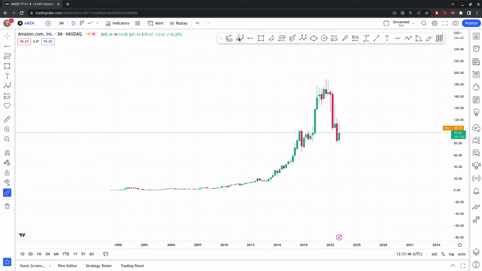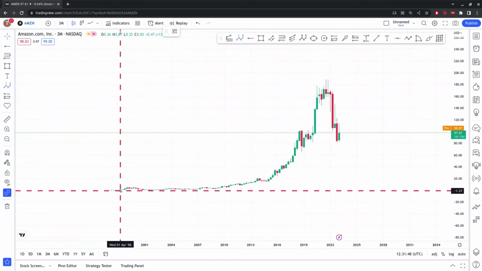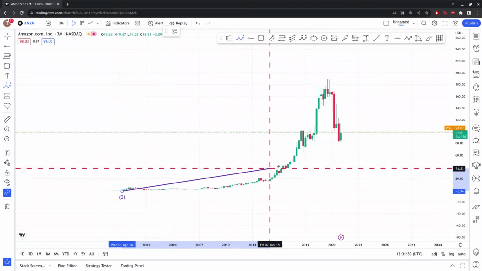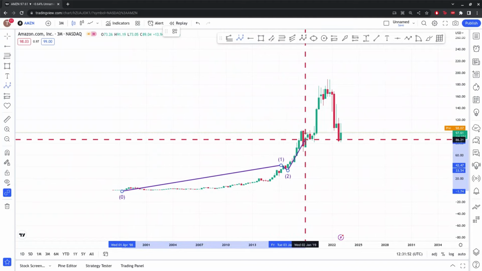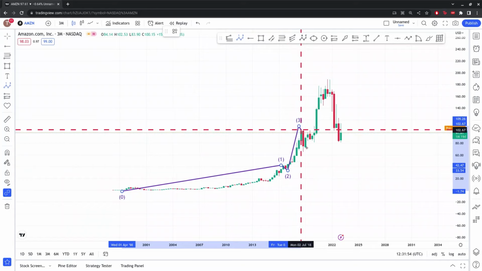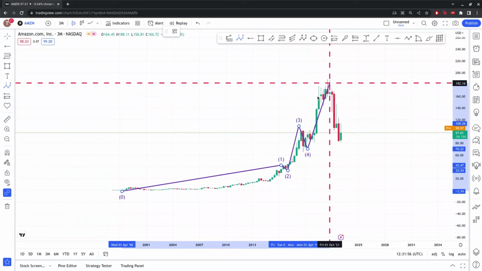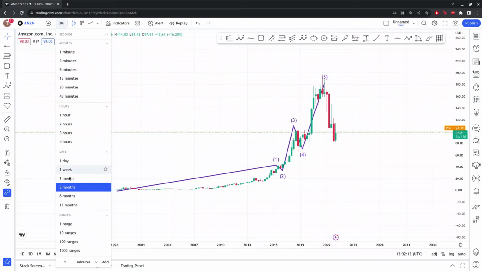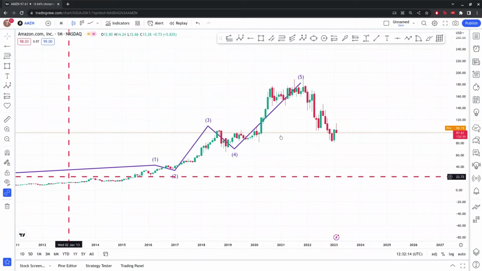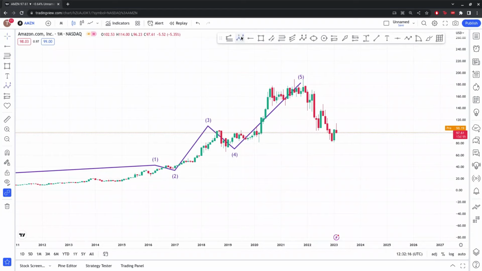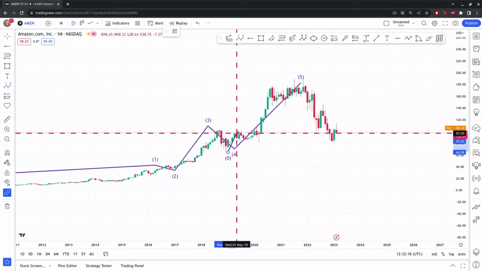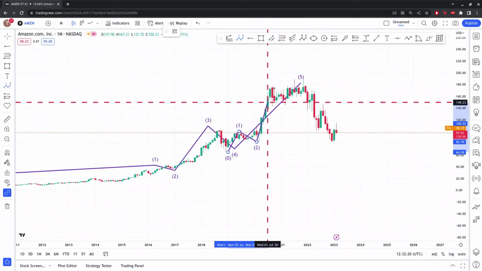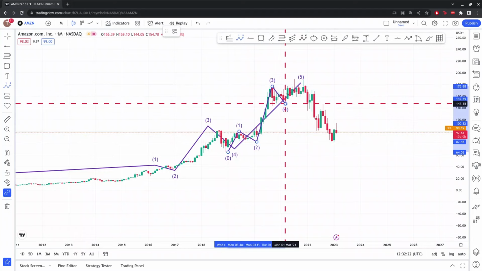this was the first wave, second wave, third wave, the fourth wave, and the fifth wave. And by going to the higher time frame, let's say the monthly time frame, this is the first wave, the second wave, the third wave, the fourth wave, and the fifth wave.